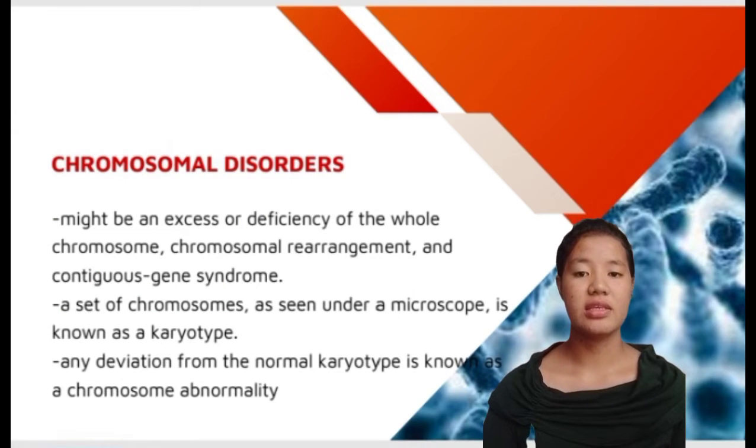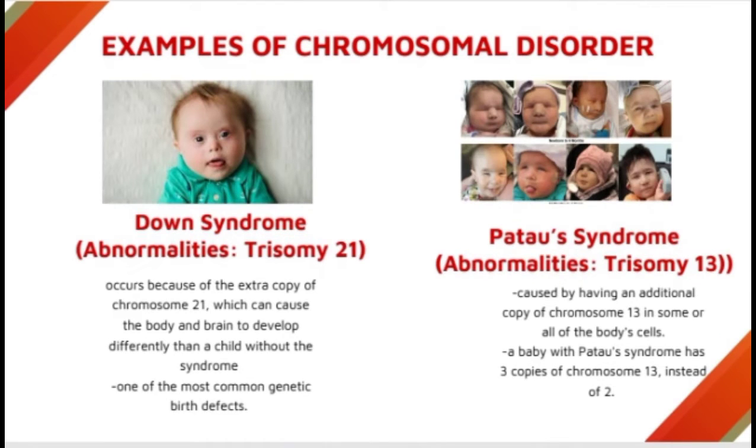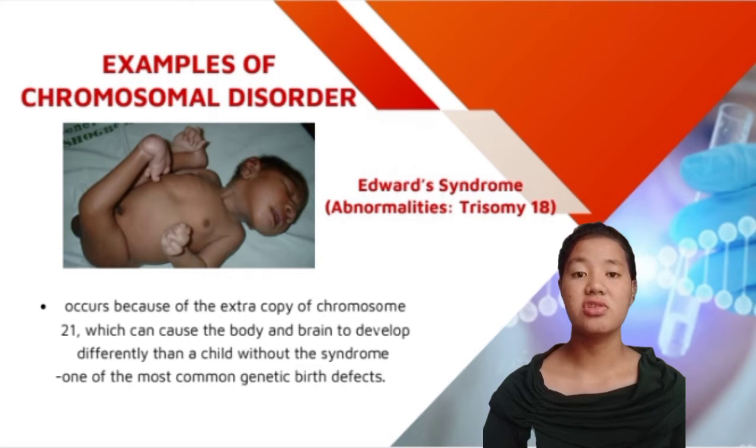This might be an excess or deficiency of the whole chromosome, chromosomal rearrangement, and contiguous gene syndrome. A set of chromosomes as seen under a microscope is known as a karyotype. Any deviation from the normal karyotype is known as chromosome abnormality. Examples of chromosomal disorders are Klinefelter syndrome, abnormality XXY; Turner syndrome, monosomy X; Down syndrome, trisomy 21; Patau syndrome, trisomy 13; and Edwards syndrome, trisomy 18.